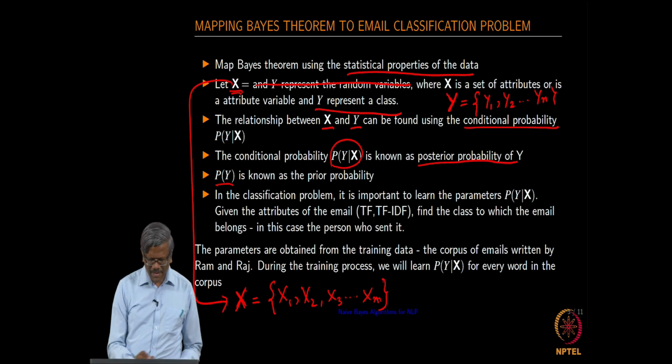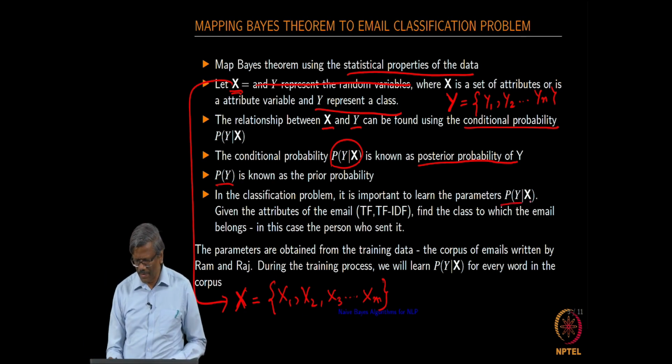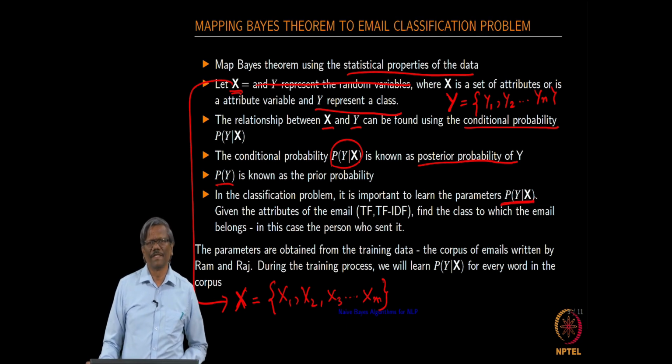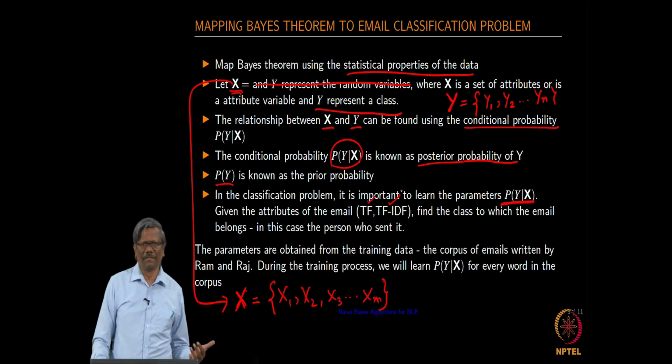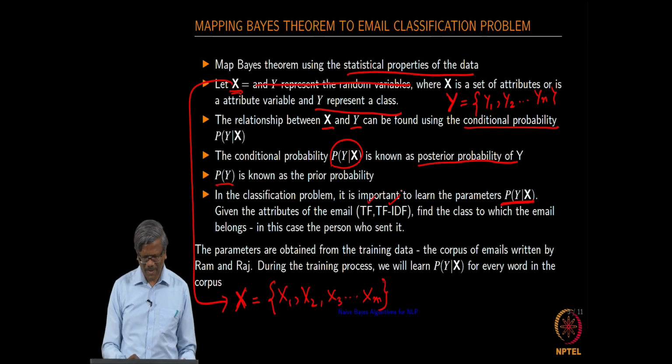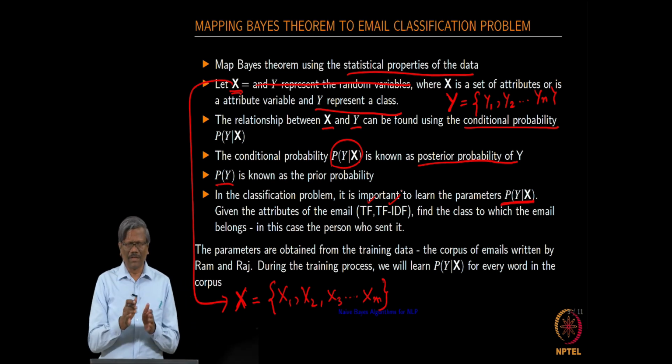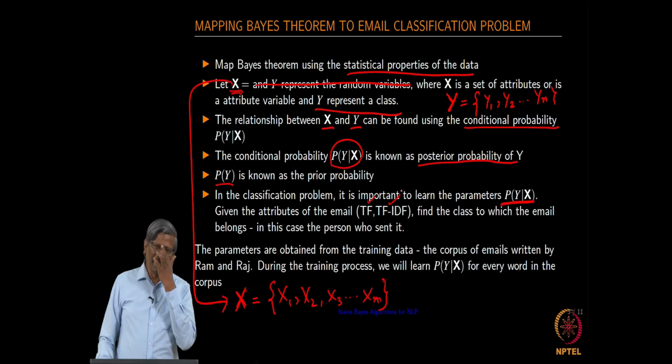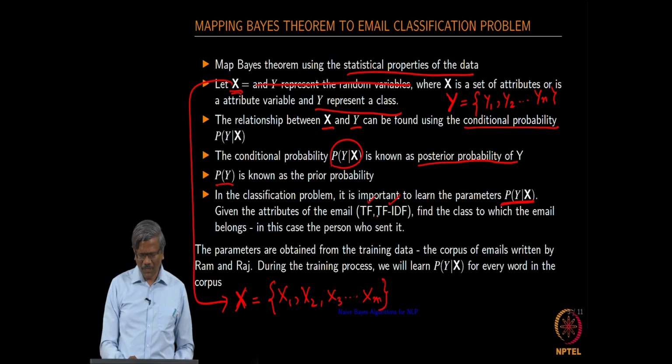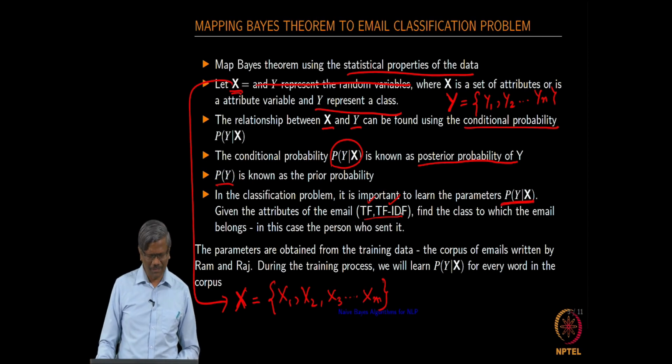So, in the classification problem, it is important to learn the parameters of this conditional probability. Given the attributes of the email, you can either use the term frequency, TF-IDF, or any combination of weighted TF-IDF, or just TF alone and so on, right. It could be just the term, or you can use n-grams also to find out the parameters or the attributes of the email.